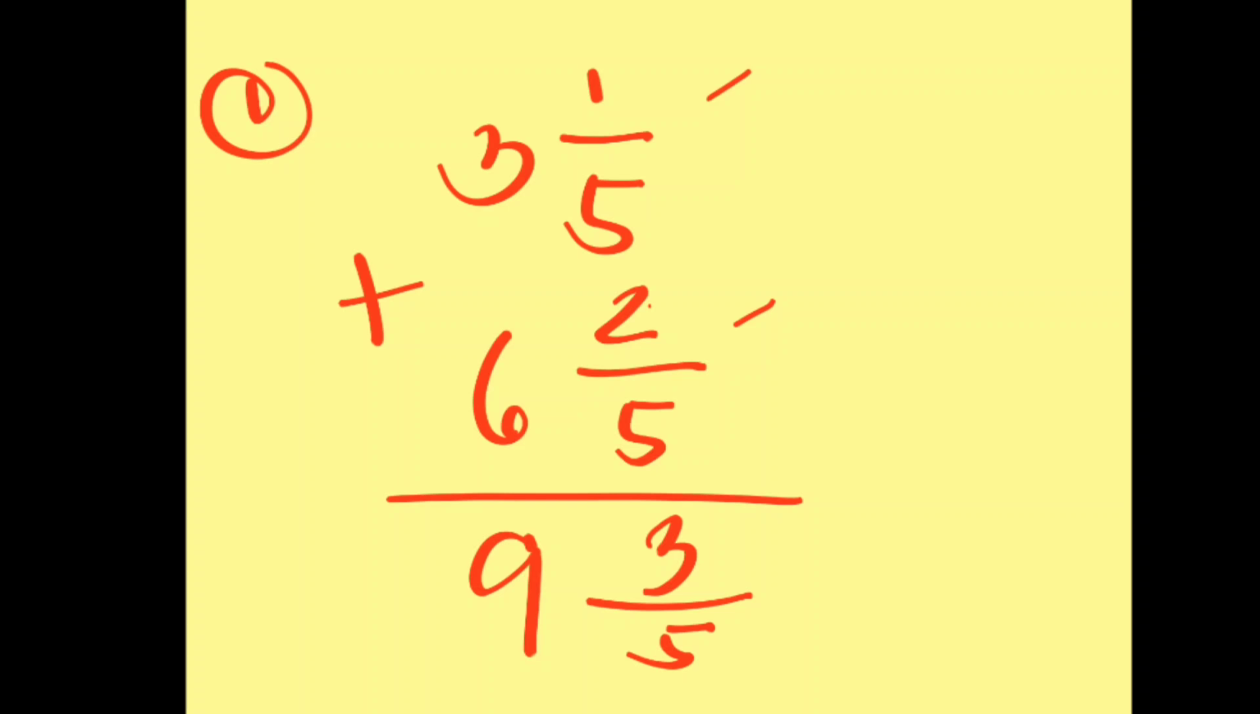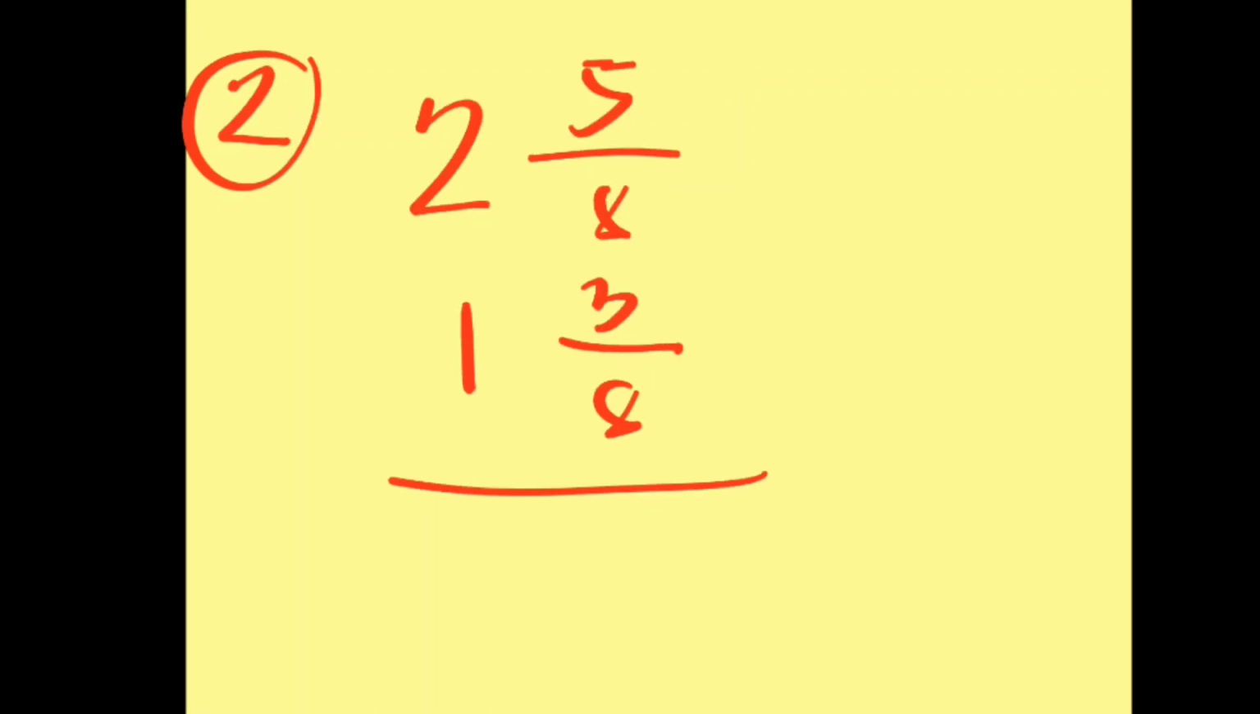Let's have example number 2. Here in example number 2, we still have the same denominator. So we have 2 and 5/8 plus 1 and 3/8. We have the same denominator for the fractions, therefore we can easily add them together. We just have to add the numerators, which is 5 plus 3, which equals 8. Then the denominator, just copy that, which is 8 also. Therefore your fraction is 8 over 8.